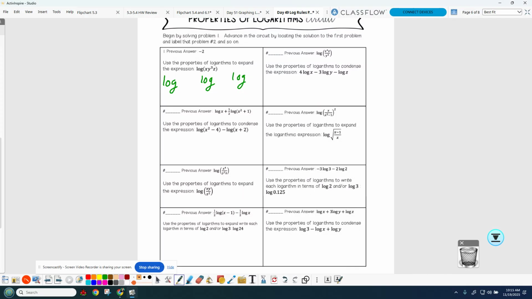Are they all multiplies, or are there some divides? Multiplies. They're all multiplies, so multiply inside becomes what operation outside? Addition. Addition, so plus, plus, okay, splitting them up, that's an x. This would have been a y cubed, but I want it fully expanded. What do I do with that 3? Put it in front. It comes out front as a coefficient.